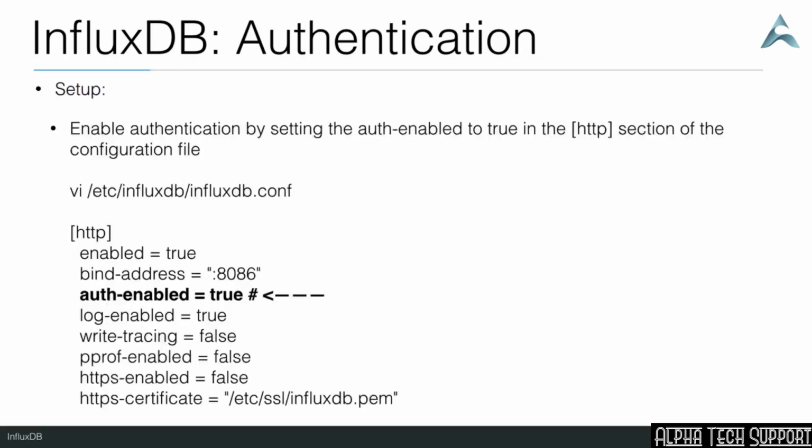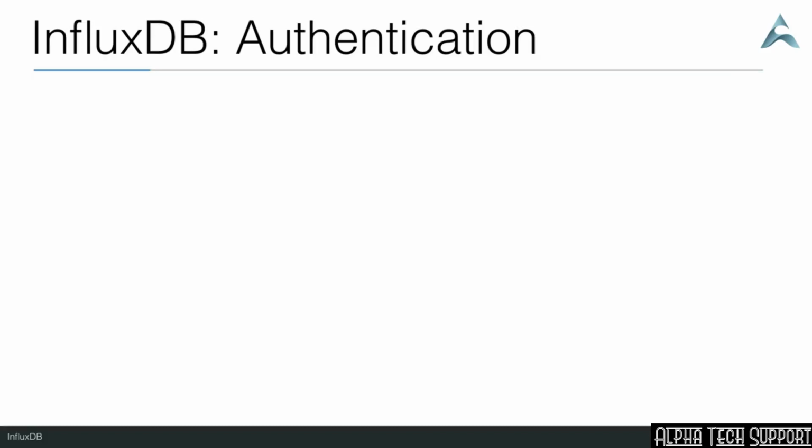After we've done that, you have to enable the authentication by setting auth-enabled to true in the HTTP section of the configuration file. So you're going to use vi or nano or whatever text editor you're accustomed to, and go to /etc/influxdb/influxdb.conf, and then you search in the HTTP section for auth-enabled equals false, and you set that to true, you save it, and you restart InfluxDB for the settings to take effect.